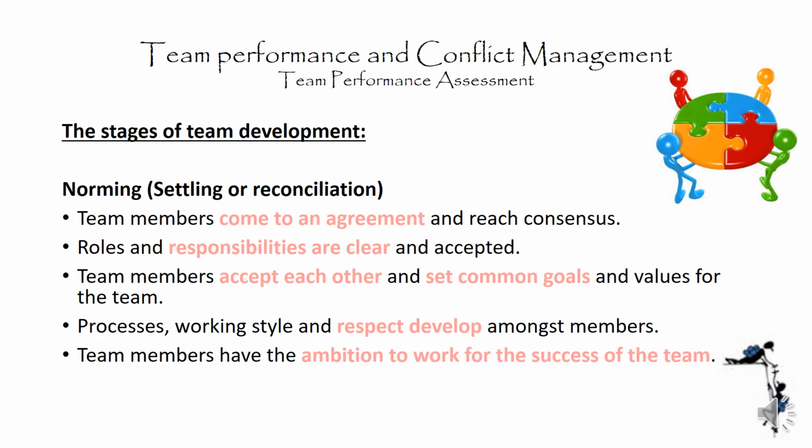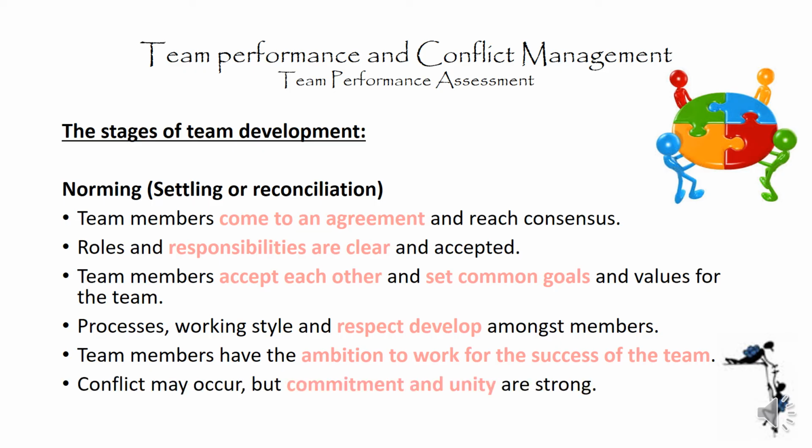So team members ultimately have the ambition to work for the success of the team. In the norming stage, it is no longer about the individual and what the individual wants. Now they're going to do their job for the good of the team. If the team wants to be successful, and all the team members do want the team to be successful, then they realize that they have to put those differences aside and start working together with one another so that their team ultimately can be successful.